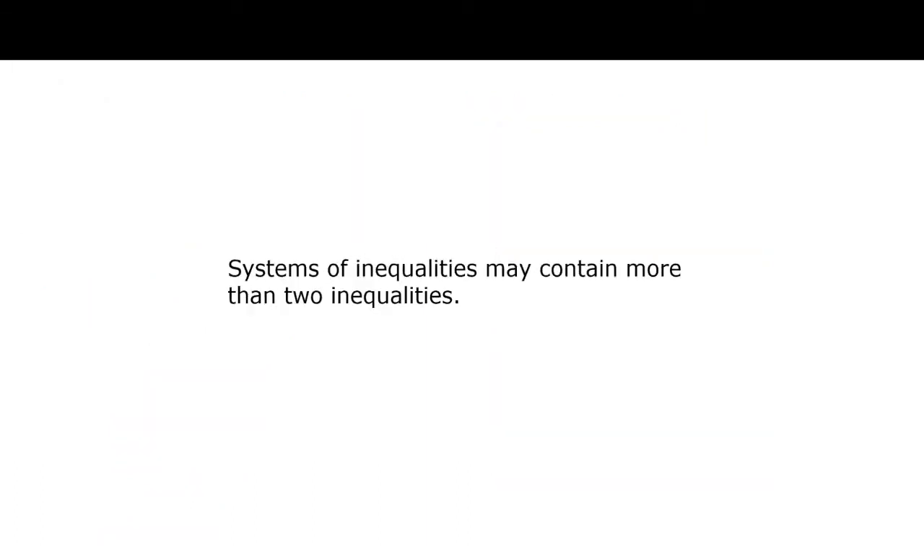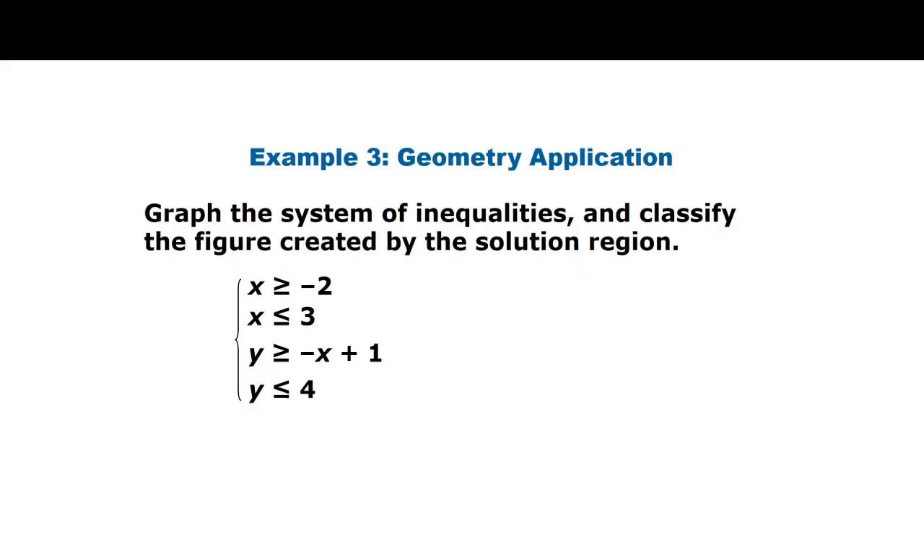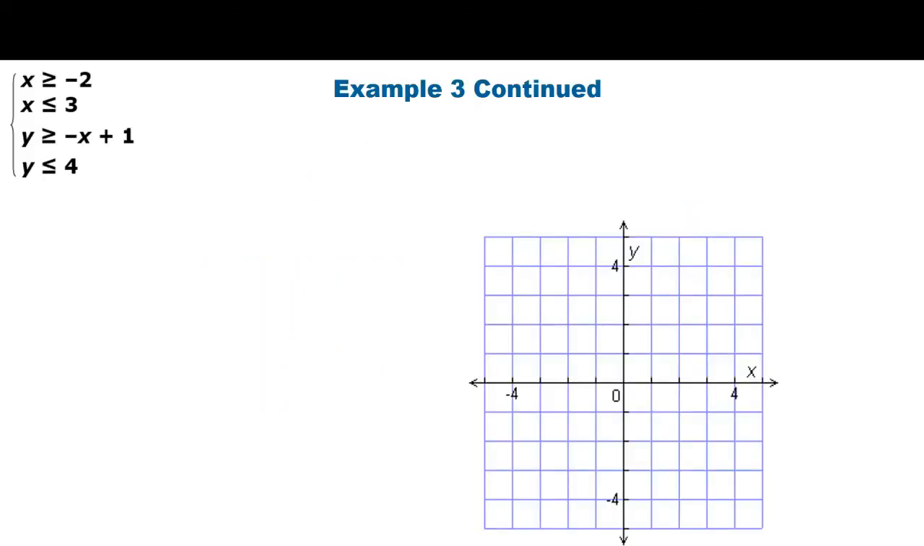Systems of inequalities may contain more than 2 inequalities, so let's see what that looks like. Here we have 4 different inequalities we're going to be looking at. We're going to graph these and see what happens. First of all, we don't actually have to use the less than or equal to sign until we're actually shading in.